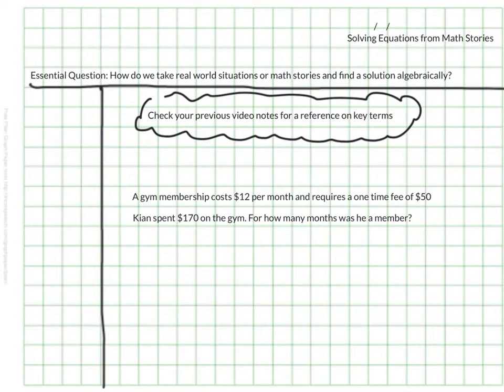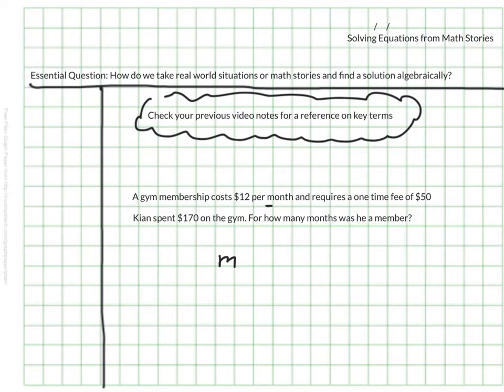Our first example reads, a gym membership costs $12 per month and requires a one-time fee of $50. If Kian spent $170 at the gym, for how many months was he a member? We could solve this with guess and check, but we can more efficiently use an algebraic equation. I'm going to suggest that we use m for month as our variable. After all, we're trying to figure out how many months he was a member at this gym.